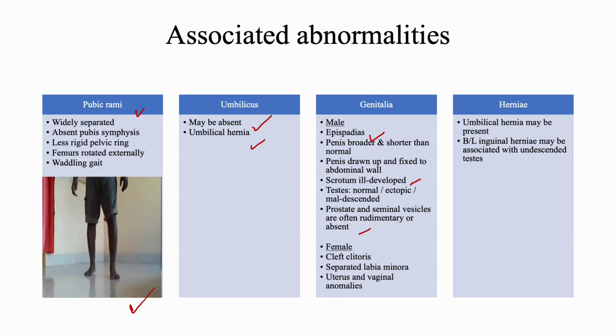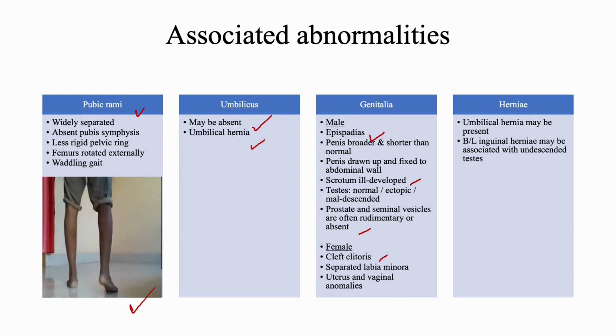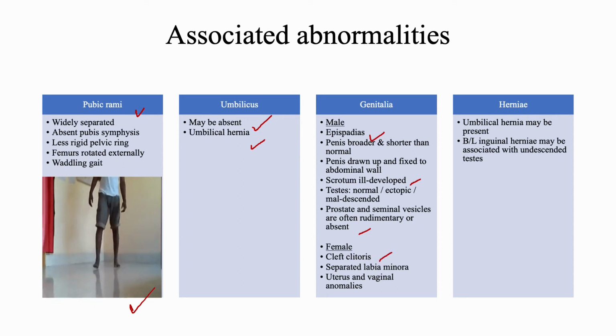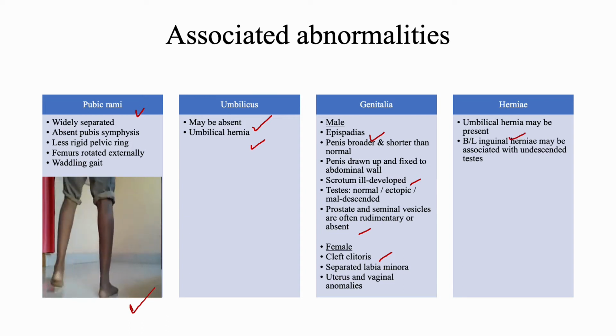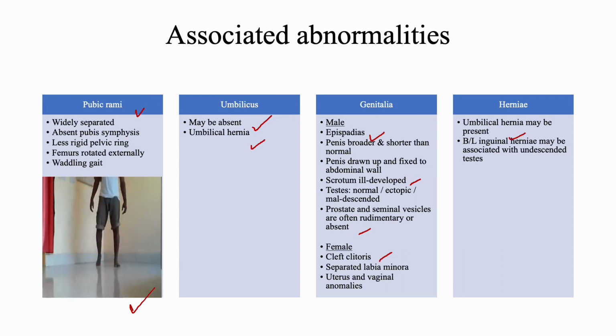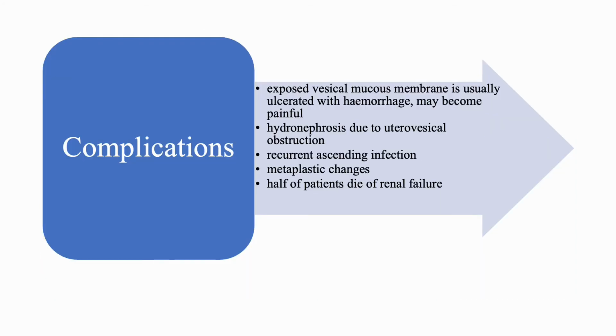Talking about the genitals in females, we can find a cleft clitoris, the labia minora separated, and uterine and vaginal anomalies can also be associated with ectopia vesica. Talking about hernia, an umbilical hernia may be present, and bilateral inguinal hernia may be associated with undescended testes. Now, complications of bladder exstrophy.